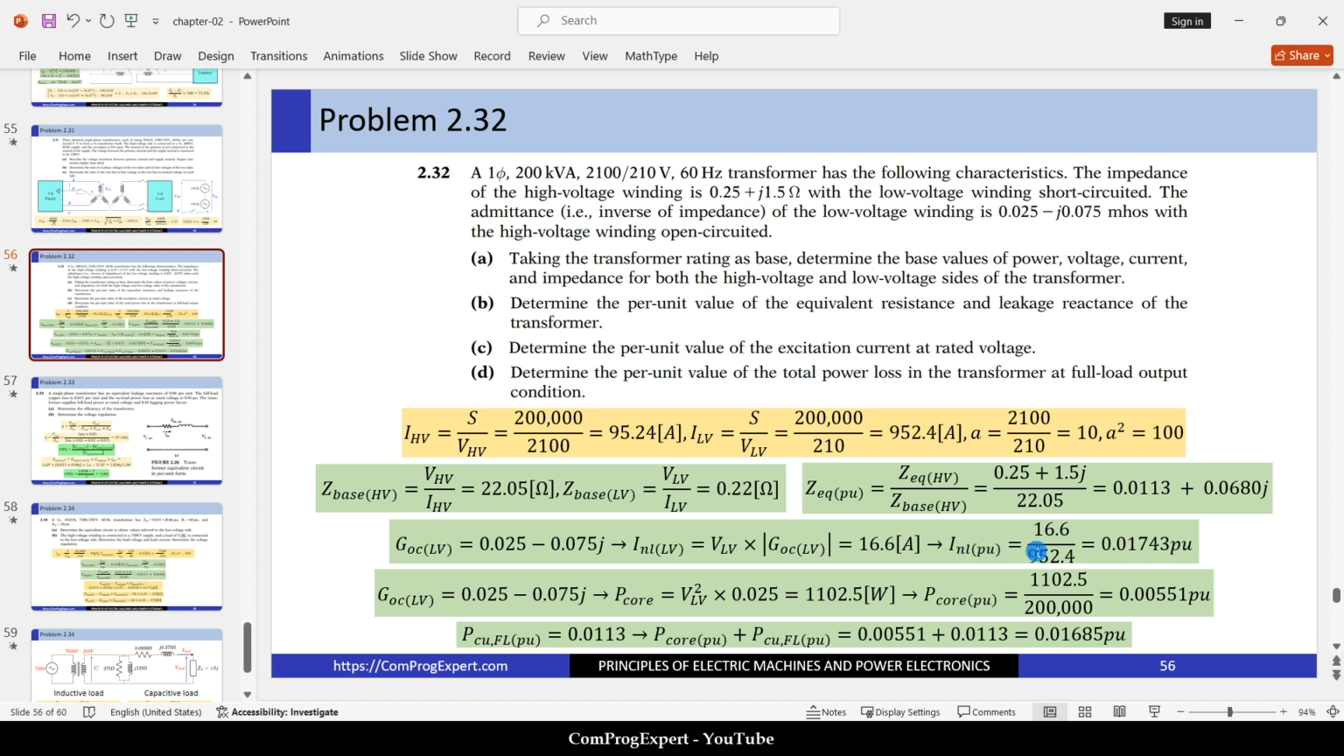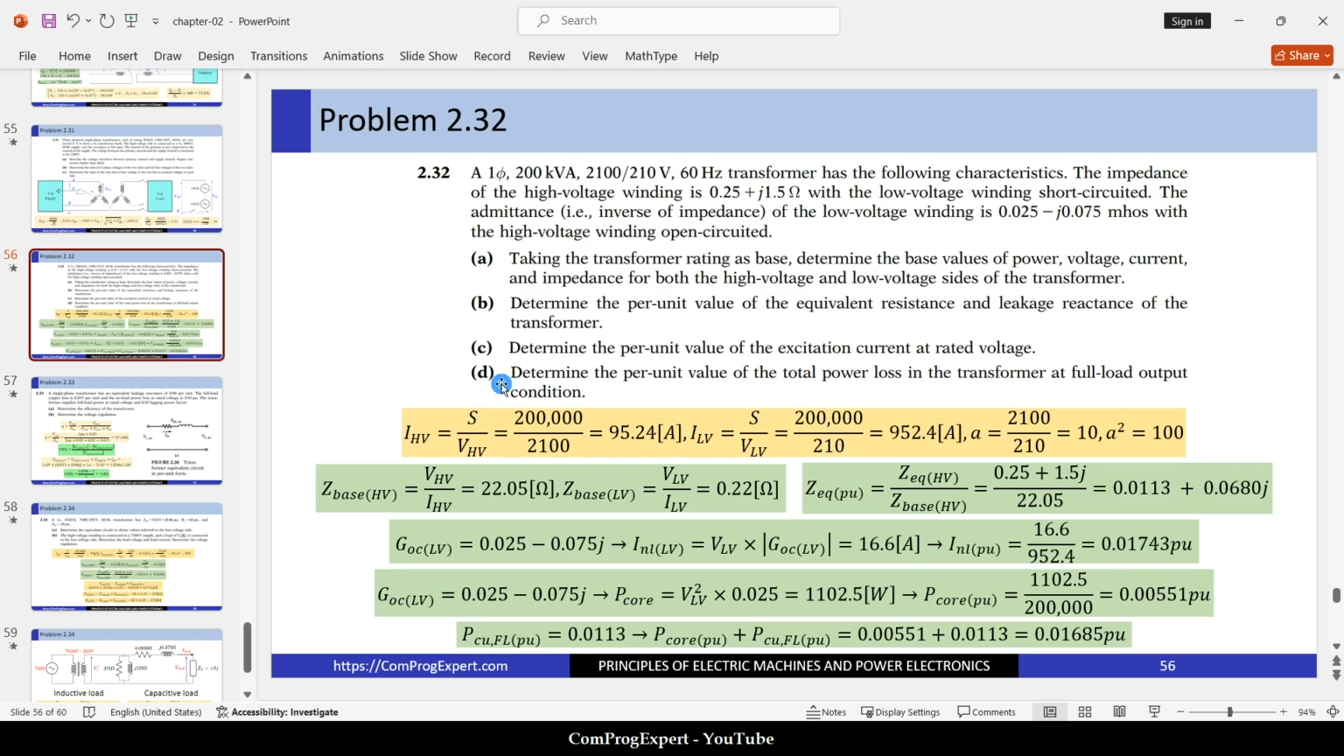What is the value of the base current for the low voltage side? It is this one, 952. So this is the per unit value of the excitation current, the no load current, below 2%. Okay, so also you know the concepts for this.